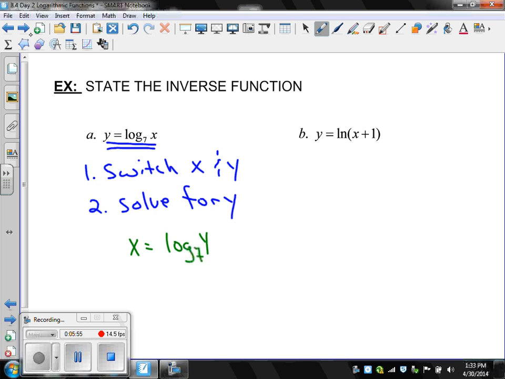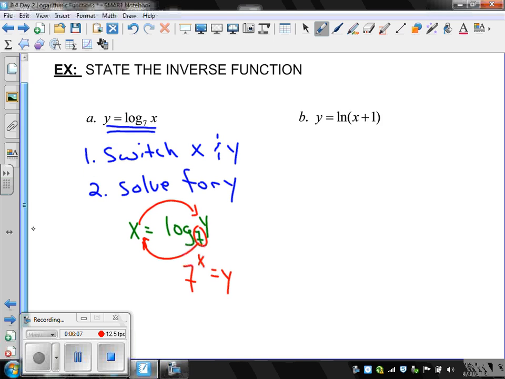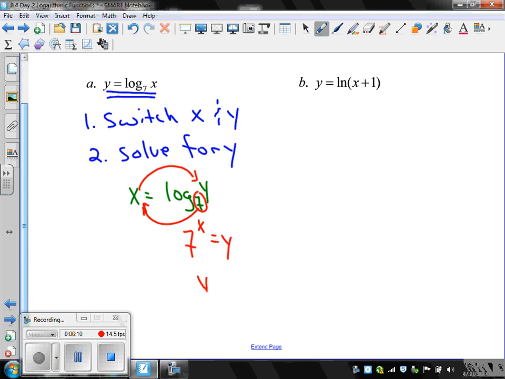So what we did was we do our base to our exponent equals the argument. So 7 to the x equals y. Or if I want to write that the other way around, I can write that as y equals 7 to the x. That's my inverse function. So again, this is an exponential function, and that's the inverse of log base 7 of x.